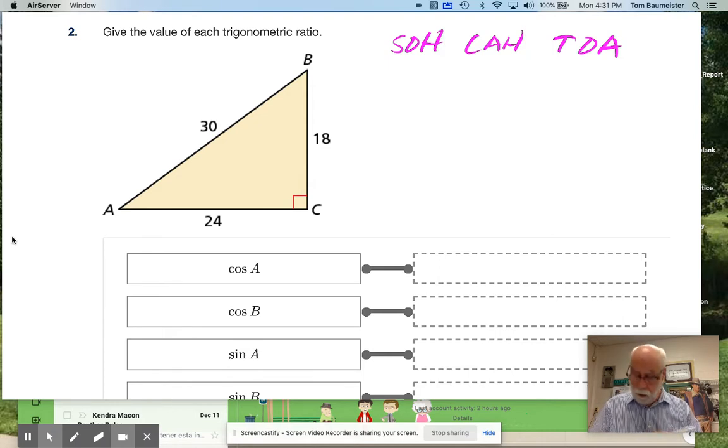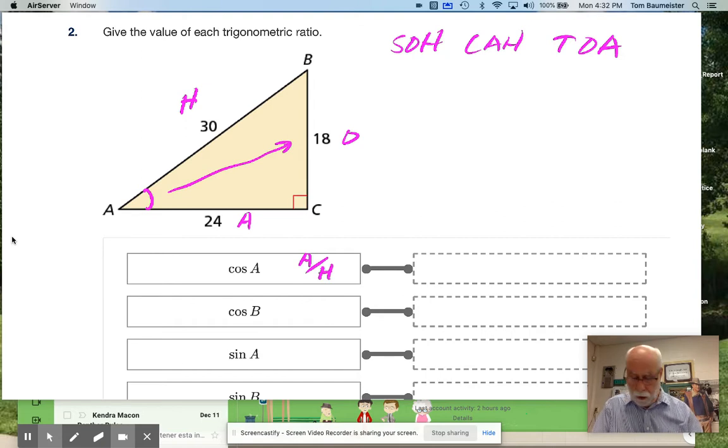If we look at the first one, cosine of A, we're talking about this angle here. We're going to be looking at the opposite side there, that's our opposite. Our hypotenuse is always opposite the right angle, and this here would be our adjacent. So on this one, it's the adjacent over the hypotenuse.